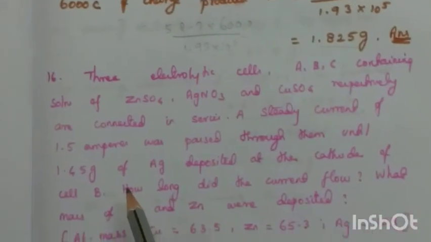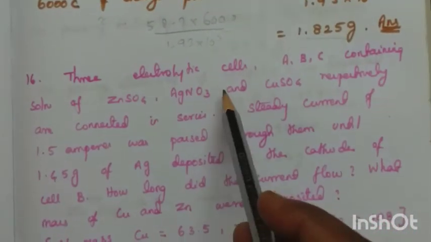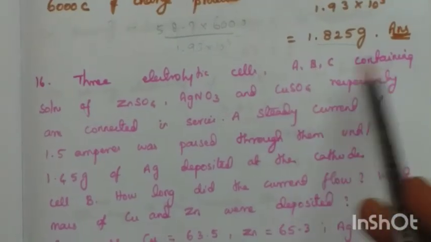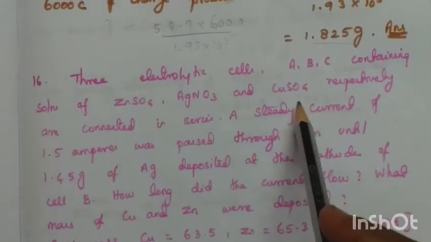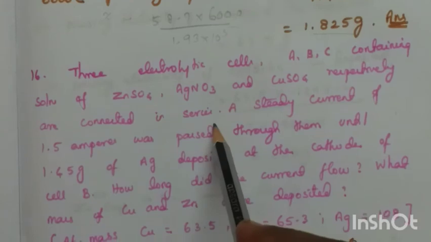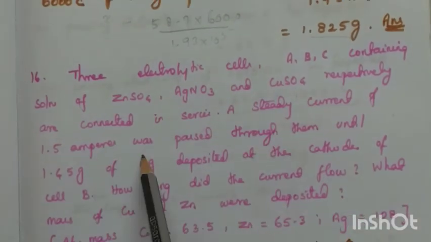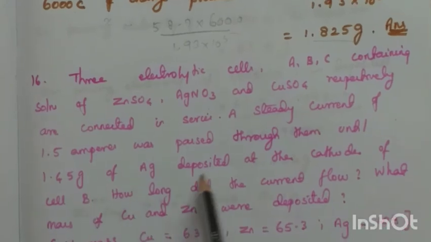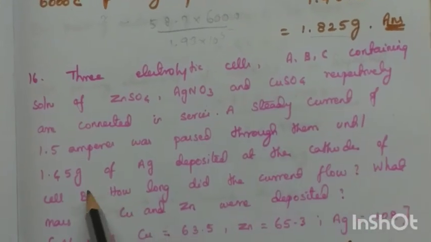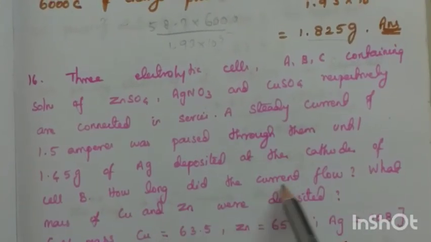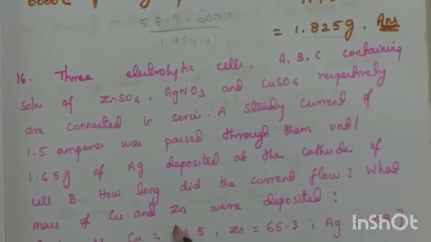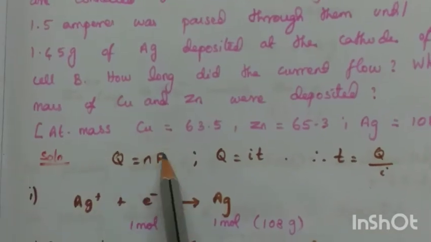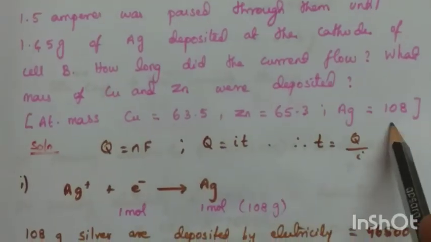Now the next problem: 3 electrolytic cells, based on Faraday's second law. A, B, C containing zinc sulfate, silver nitrate and copper sulfate respectively are connected in series. A steady current of 1.5 ampere was passed through them until 1.45 gram of silver was deposited at the cathode of cell B. How long did the current flow? What mass of copper and zinc were deposited? The atomic masses of copper, zinc and silver are given.